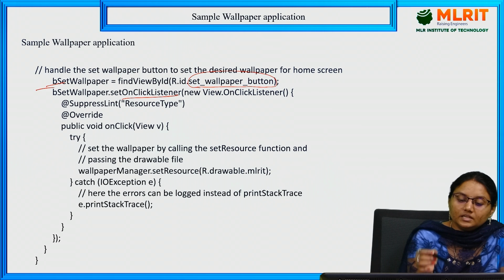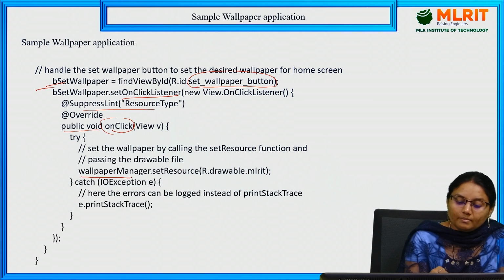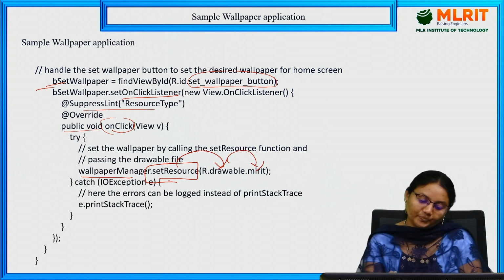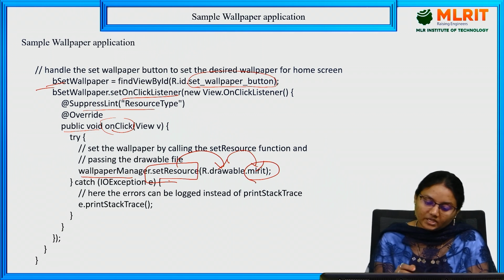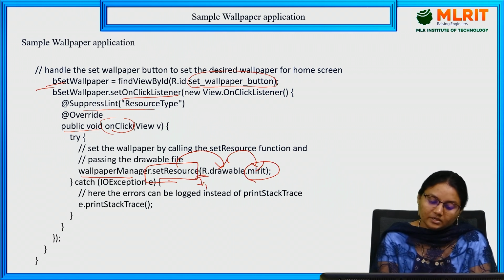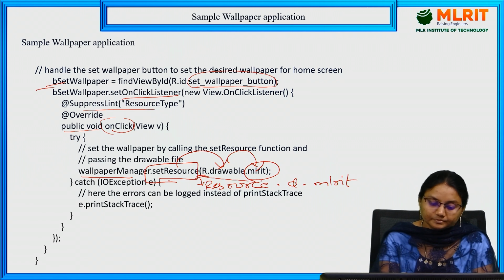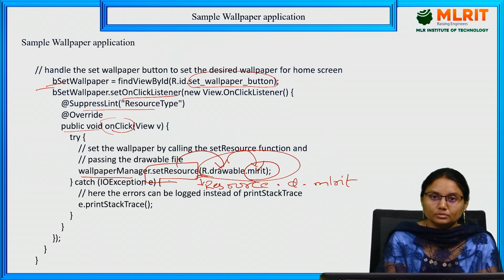Now setOnClickListener, when a button is clicked. Okay, now @SuppressLint ResourceType, public void onClick. So what should be viewed? Your wallpaper should be viewed. So wallpaperManager.setResource. So what type of resource? Drawable resource. Under drawable you have the mlrit image. So the name of the image is given. So the R is nothing but resource. So R.drawable.mlrit, the image. This completely is given to set your resource. How it should be set?